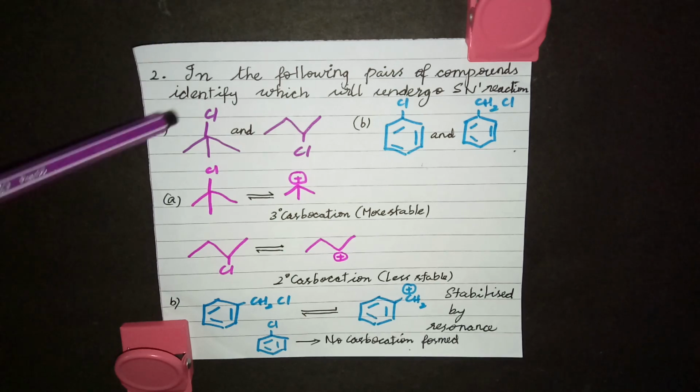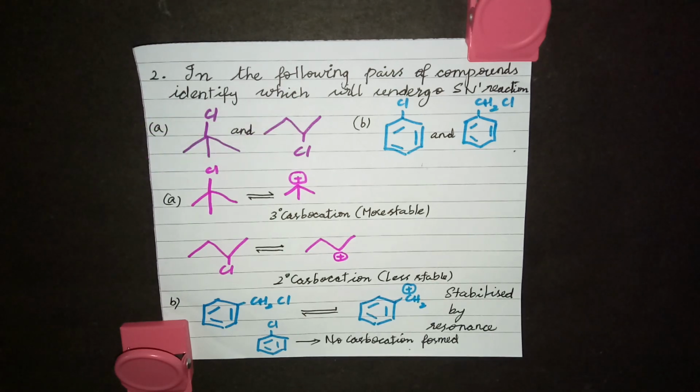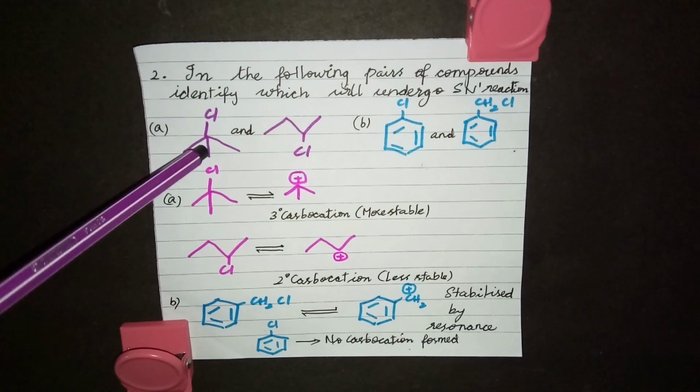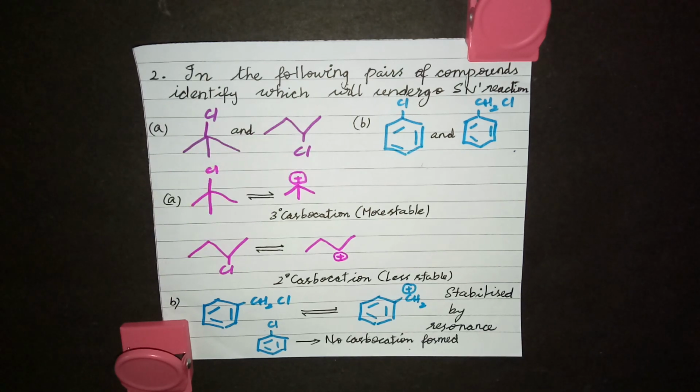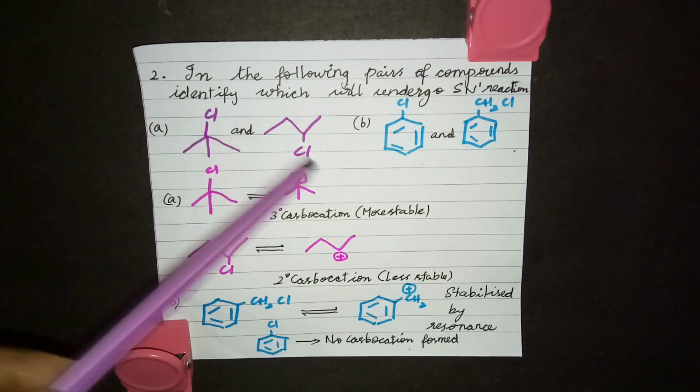In the following pairs of compounds, identify which will undergo SN1 reaction. So remember, if it is an SN1 reaction, look for the carbocation. You know tertiary carbocation will undergo SN1 reaction faster. Same way if you have benzylic or allylic, they will also prefer SN1. So they have given you 2 compounds here. Okay, look at these compounds. So the Cl is here, and here the Cl is here.